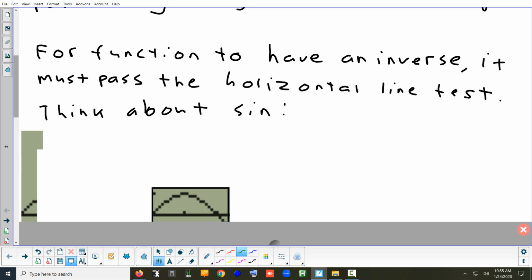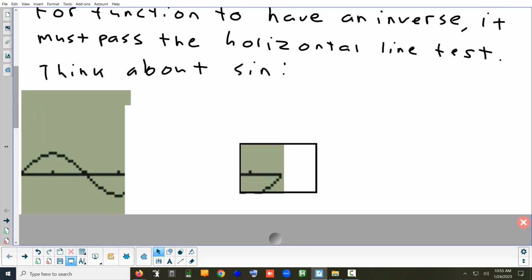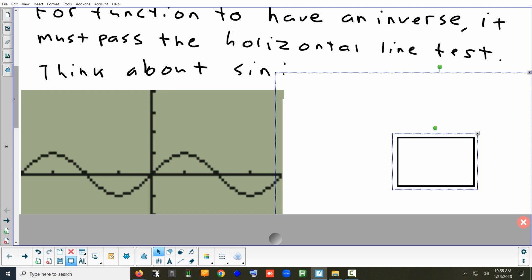So let's think about the graph of sine. There's the graph of sine. And the horizontal line test says you can draw a horizontal line and it only hits the graph once. Would that be true here? No. If you draw a horizontal line, it's definitely going to hit the graph more than once. So the problem is if we think about inverse sine in terms of the entire sine function, we can't do it.